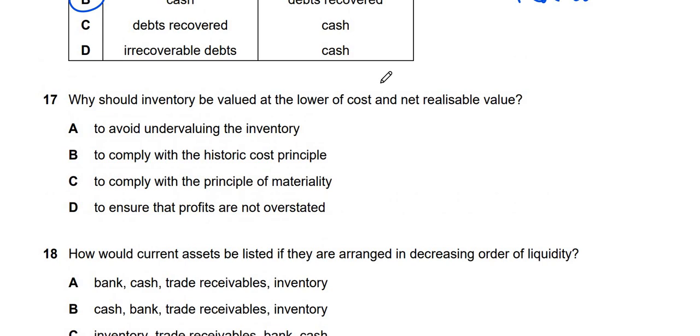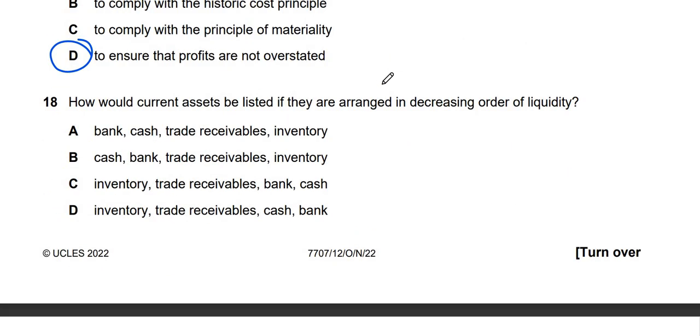Moving on to question number 17, it says, why should inventory be valued at lower of cost and net realizable value? So look, lower of cost or net realizable value, basically this principle states that inventory should not be overstated. This is done so that your profits are never overstated. So the answer is D.